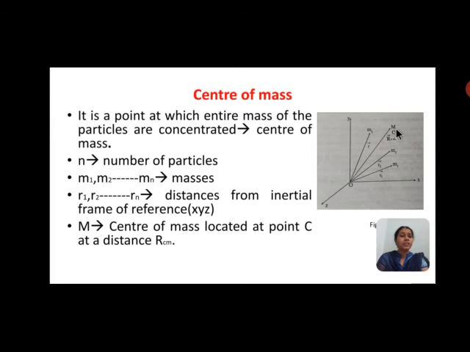And where is it located? This mass M, the entire mass of the particles, is located at the point C here. How much is the distance? Capital R CM. R is the distance, a combination of r1, r2, r3 up to rn. So m1 plus m2 plus m3 is nothing but the capital M, and r1 plus r2 plus r3 is nothing but the capital R. CM, what does it denote here? Center of mass. So this capital M is the entire mass of the particles, which is concentrated at what we call the center of mass.